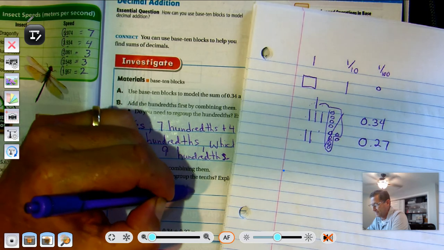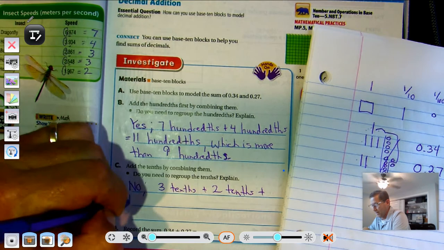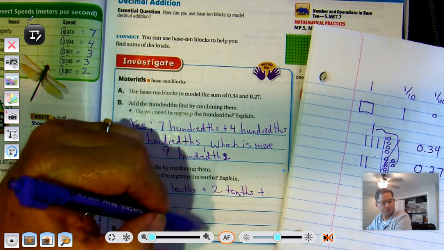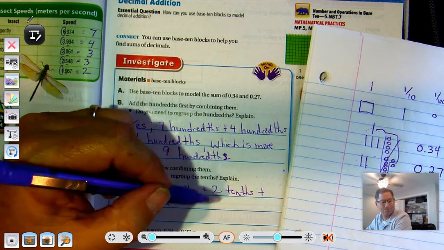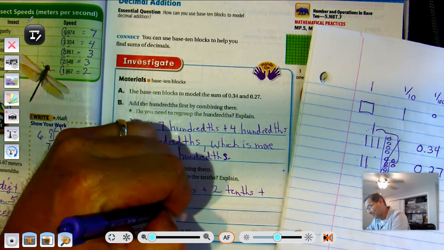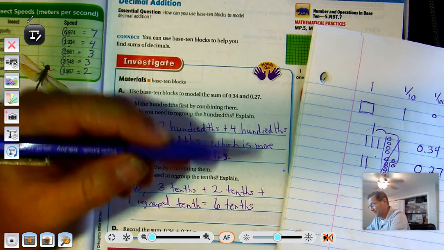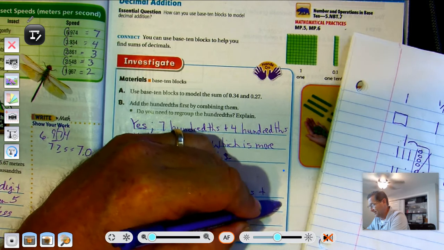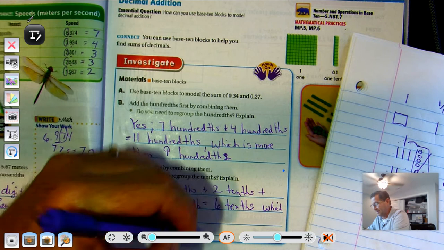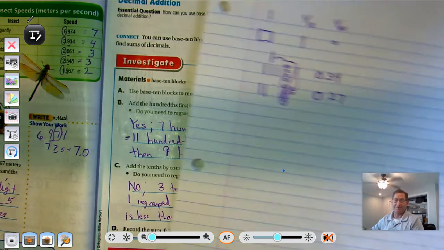3/10 plus 2/10 plus 1 regrouped equals 6/10, which is less than 9/10. So what do we have?